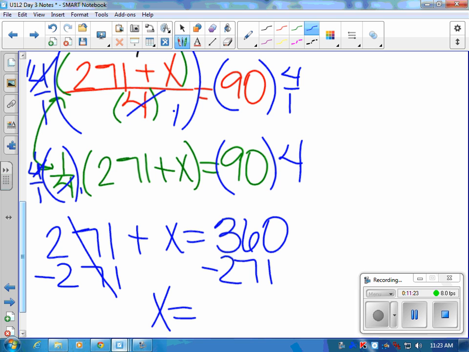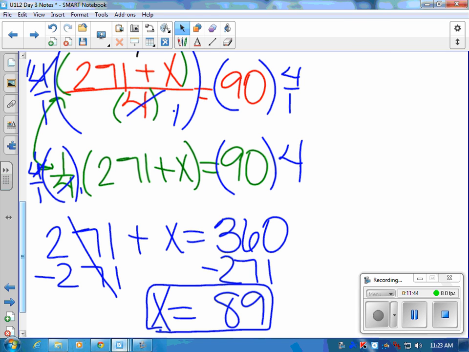What score do I have to get on my final? I may already have an average of 90 with my 3 grades, but in order to keep that 90, I have to get at least an 89 on my final. I can get higher than an 89, but I need at least an 89 to keep that average of 90. Questions about that problem?